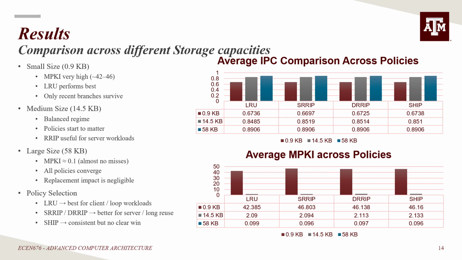At the large size of 58 KB, MPKI drops to around 0.1. Almost all the branches fit in the BTB. So all policies converge and the replacement decisions have negligible impact. The trend is very clear: as the capacity increases, MPKI values decrease, and the importance of the policy also decreases.